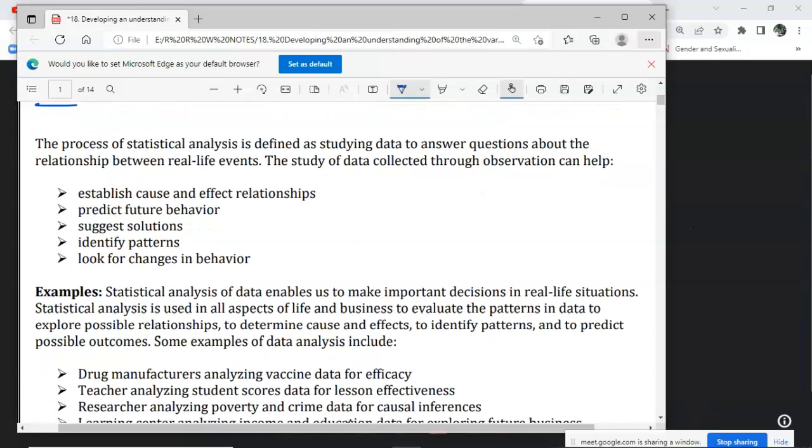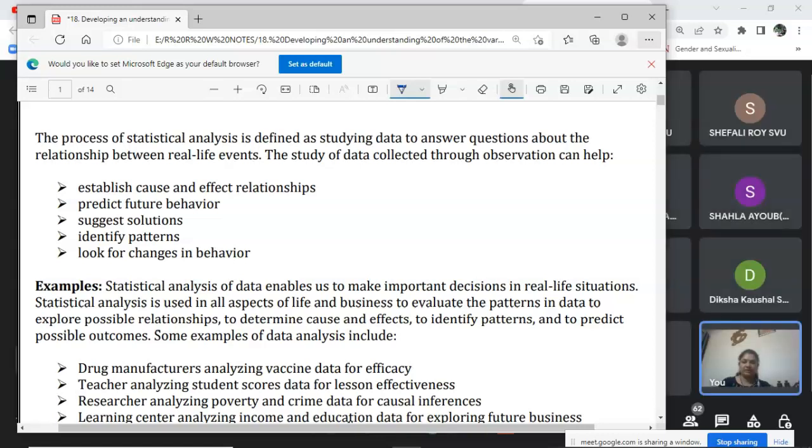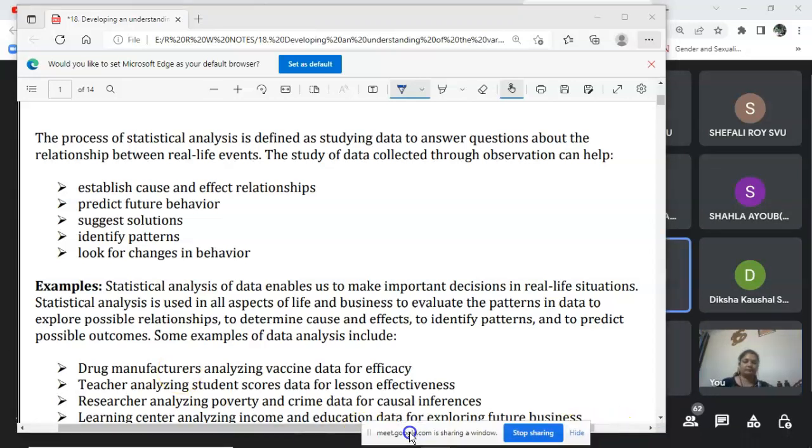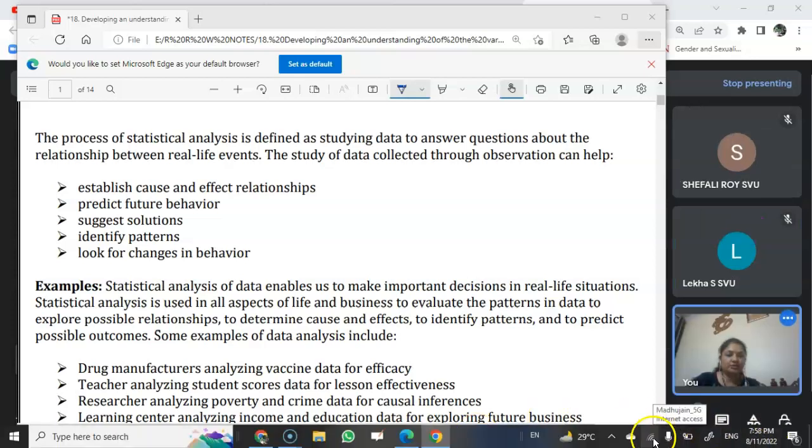Now the process of... Ma'am, not audible. Just a minute. Yes, now am I audible? Yes, ma'am, now audible. Okay, maybe the network is fluctuating.